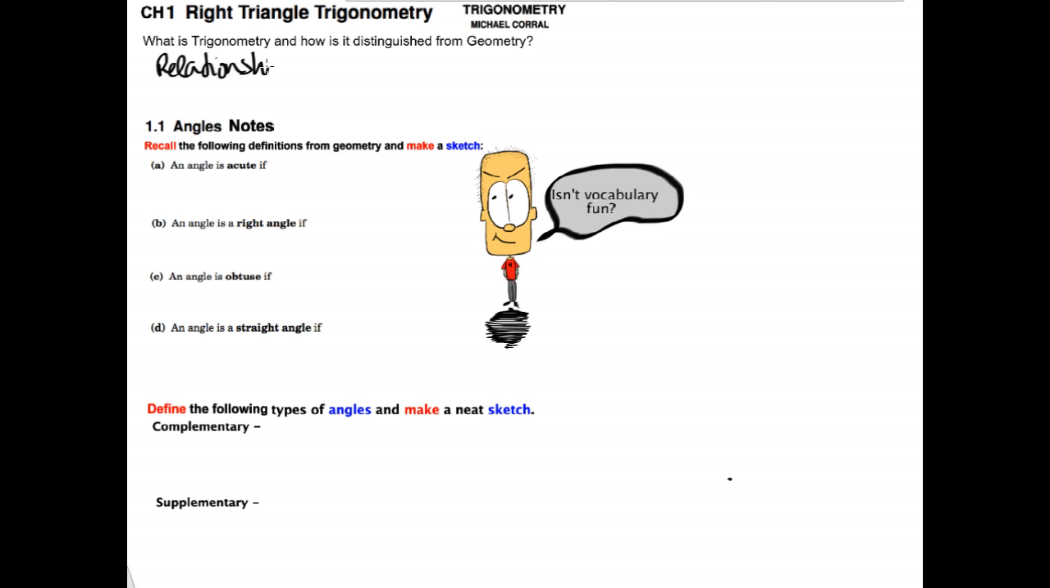It is a little different than geometry. Trigonometry studies the relationship between the sides and angles in a triangle, and geometry is much broader. So let's start with some definitions.